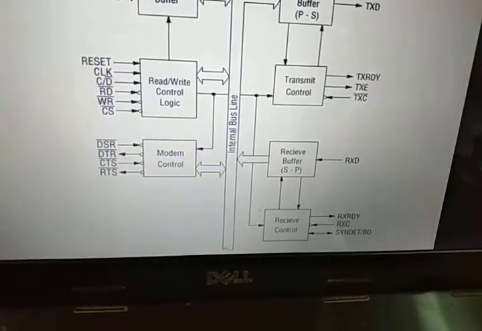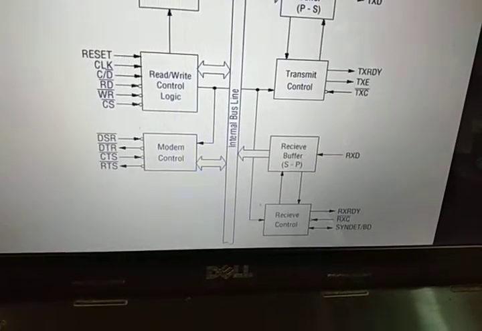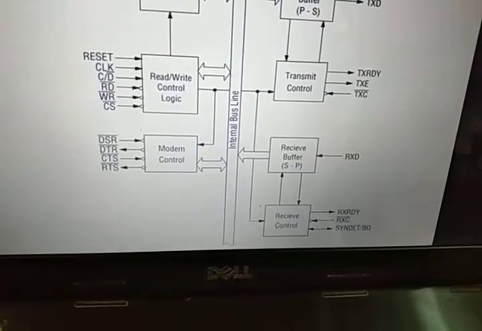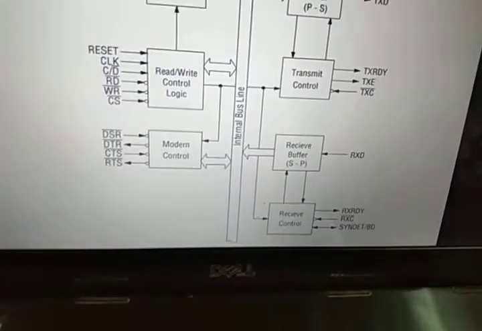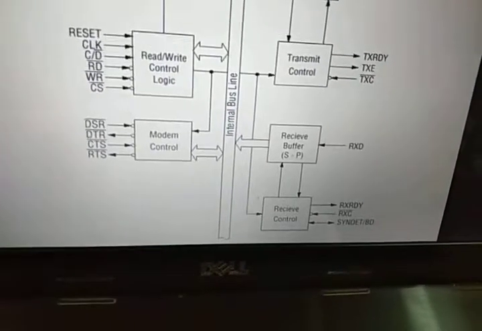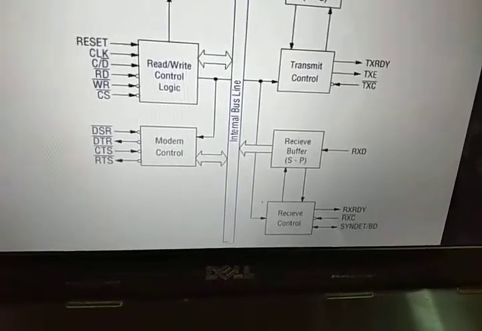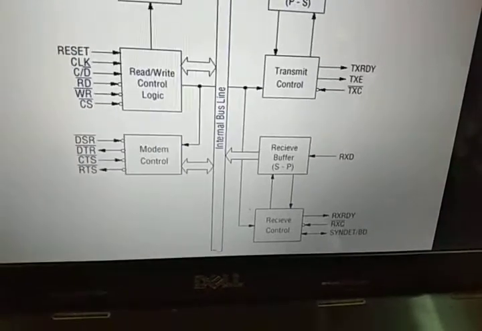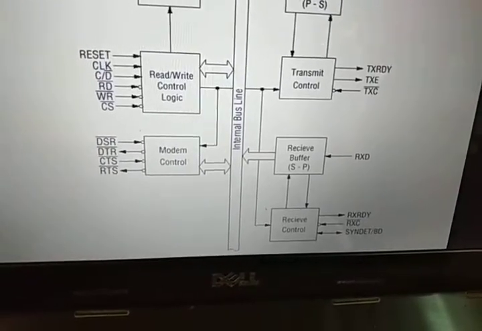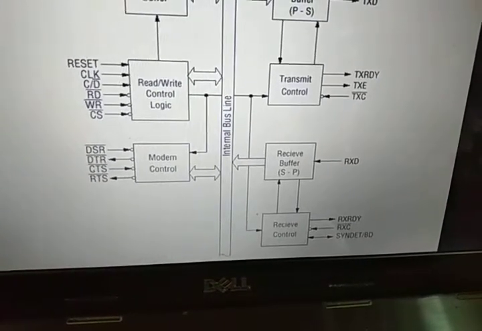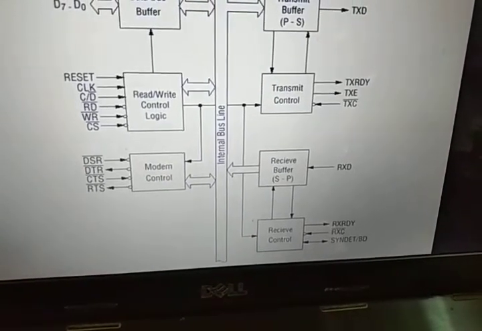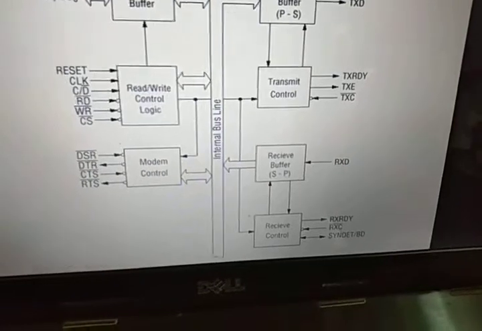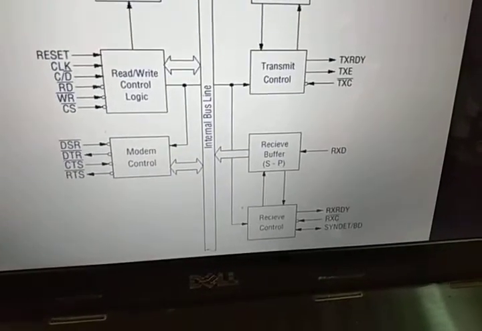Actually, the conversion from analog to digital and digital to analog form is done by the modem, and this modem is provided with 4 signals: data set ready, data terminal ready, clear to send, and request to send. The first two are for the transmission of data from the microprocessor to the terminal. In this case, the microprocessor sends the data set ready, and if the modem is ready to receive, it will send the data terminal ready signal.